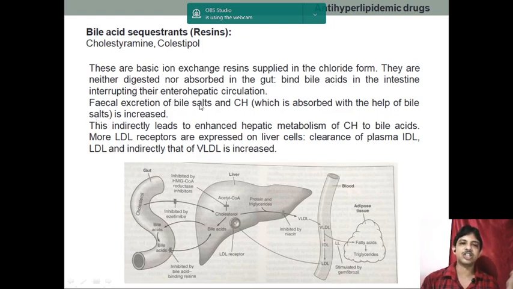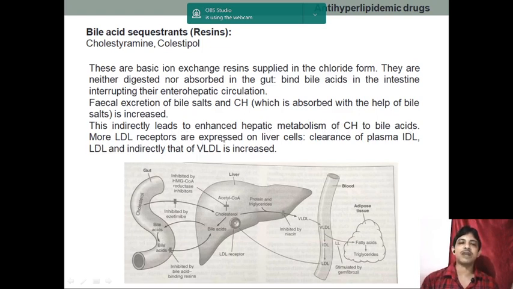So fecal excretion of the bile salt and the cholesterol, which is absorbed with the help of the bile salt, is increased, because it consists of the cholesterol. This indirectly leads to the enhanced hepatic metabolism of the cholesterol to the bile acid.